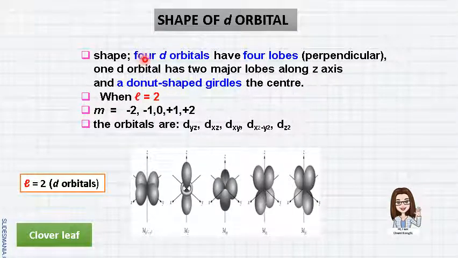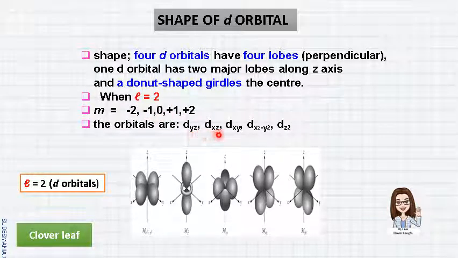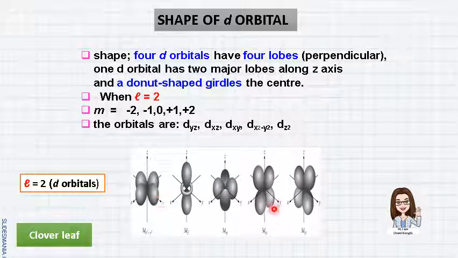Next is the shape of the d orbital. The d orbital has 4 loops perpendicular to each other. One d orbital has 2 major loops along the z-axis and a donut-shaped crater at the center. When L equal to 2, these are the M values. There are 5 orbitals, named dyz, dxz, dxy, dx squared minus y squared, and dz squared. When L equal to 2 it is a d orbital in cloverleaf shape, and you have to learn how to draw the s, p, d orbitals. For this, you can watch my other video, drawing of s, p, d orbitals.